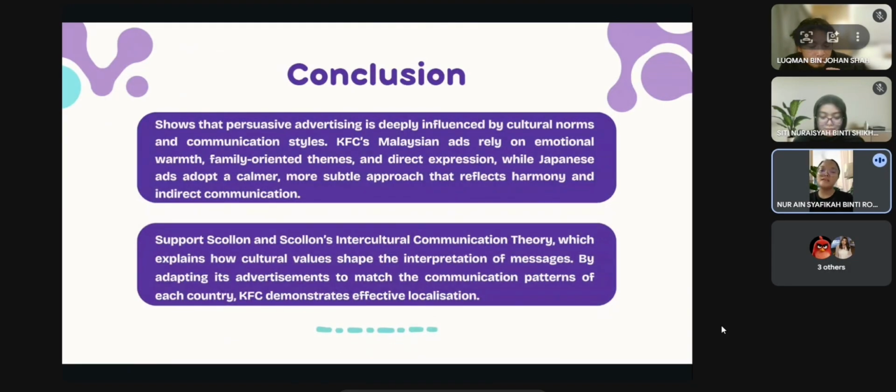Okay, so for conclusion, our study shows that persuasive advertising is strongly influenced by cultural norms and communication styles. KFC's Malaysian ads rely on family-oriented themes and direct expressions, while Japanese ads adopt a calmer, more subtle approach that reflects harmony and indirect communication. So this finding supports scholars' intercultural communication theory, demonstrating how cultural values shape message interpretation. So by adapting advertisements to the communication patterns of each country, KFC exemplifies effective localization in global marketing.